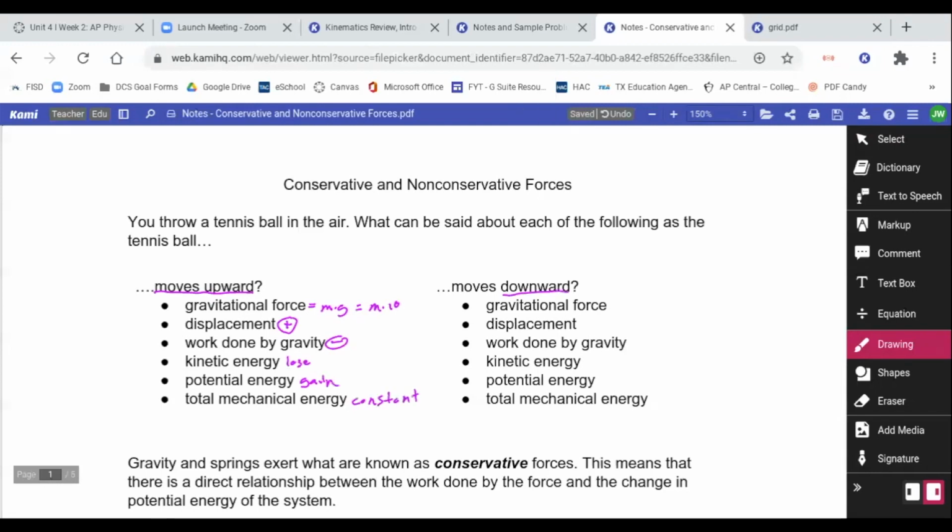Now, as it moves downward, gravitational force hasn't changed. It's still mg, or m times 10. The displacement as it comes down will now be negative. Work done by gravity, well, gravity's pulling down, displacement is down, so now work by gravity is positive. As it goes down, it speeds up, so you're going to gain kinetic energy. Gravitational potential, as you go down, you lose height. So if you lose height, you're going to lose potential energy, but your total mechanical energy is still held constant.